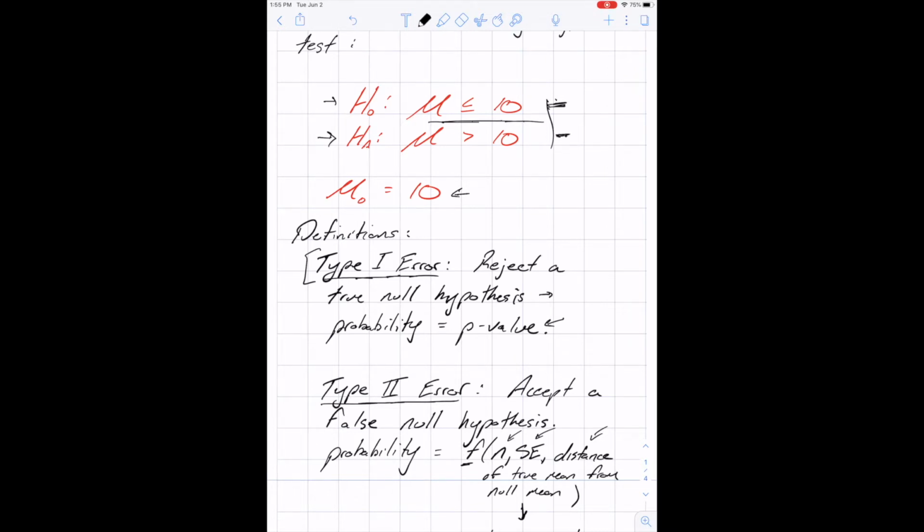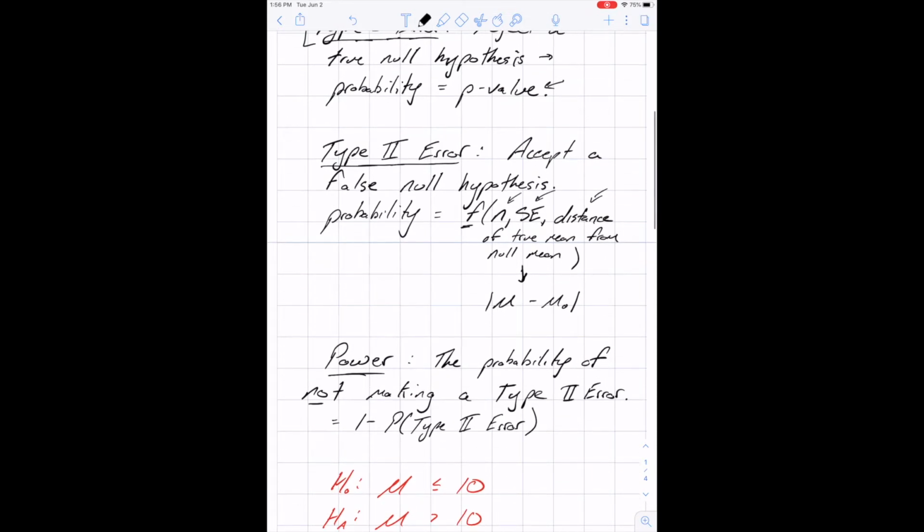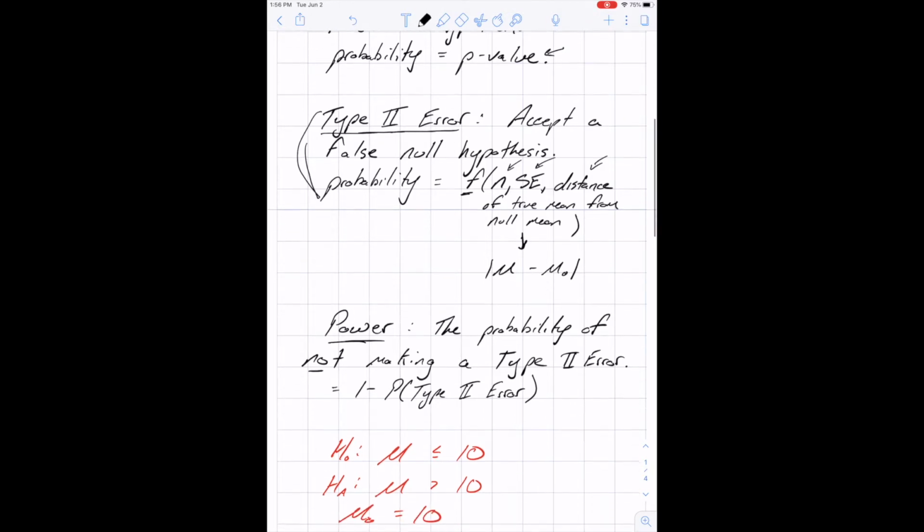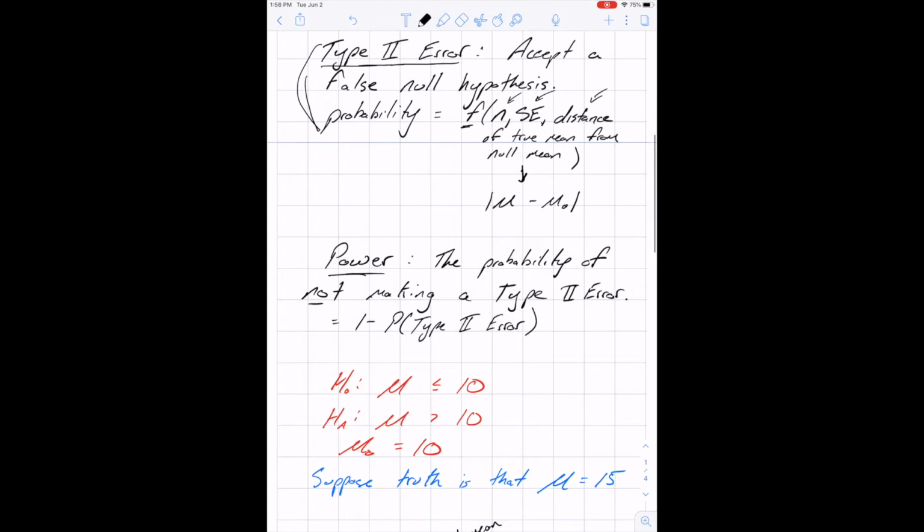On the other hand, if the truth was that mu was 10.001, well, the alternative is true, but it's going to be hard to see that in the data because the null, 10, and 10.001 are really close together. So it's going to be hard to pick that up in the data. And that's why the probability of a type 2 error right here depends on the distance between mu and mu naught. An example of that's going to come up in the homework problem we do in a second.